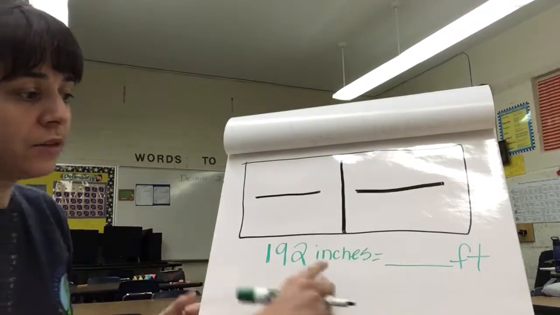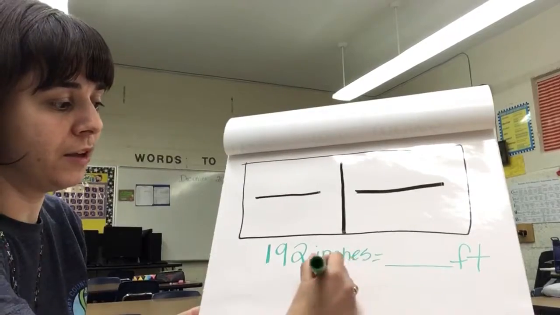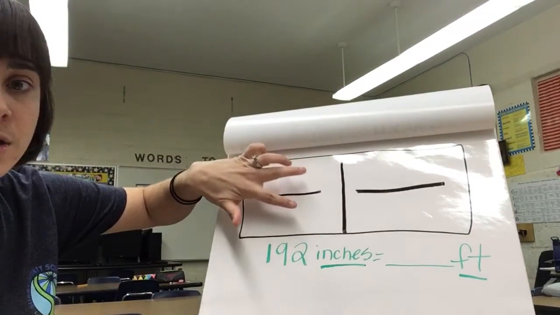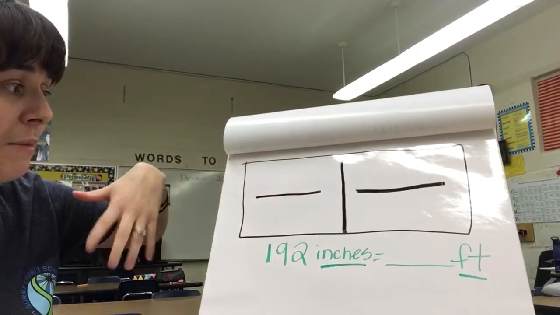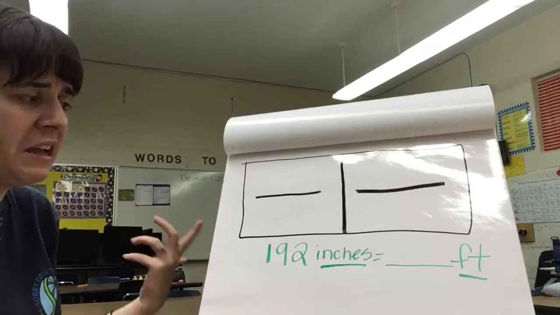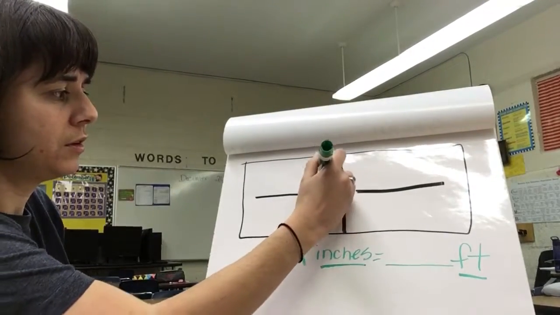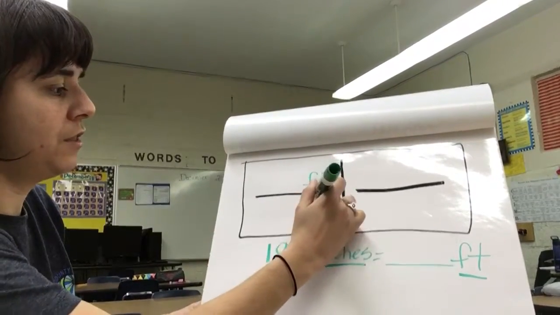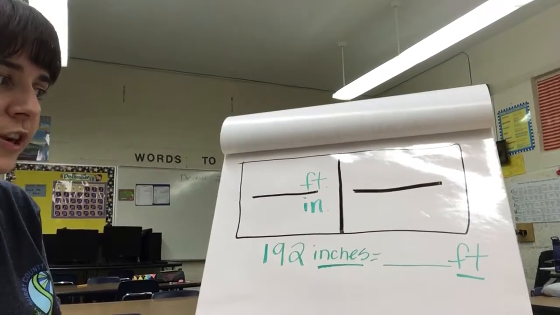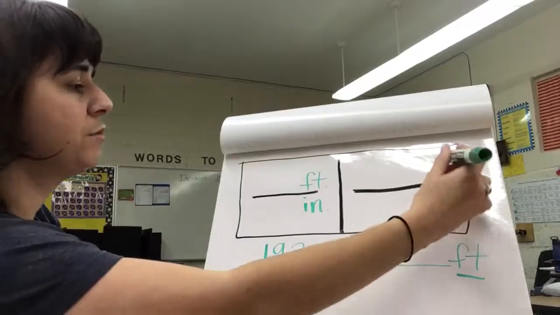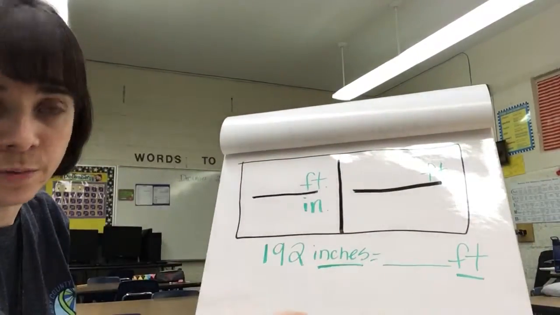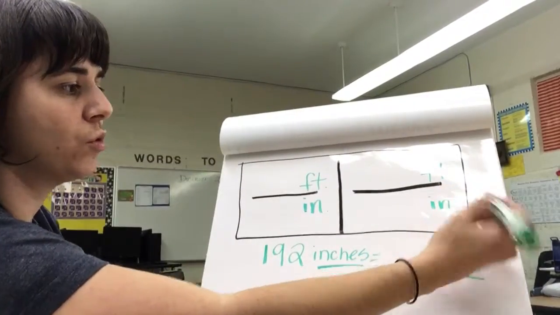So I'll look at my two units that I'm working with. I have inches and I have feet, and I'm gonna place those on my fraction bars. It doesn't matter which one's on the top or which one's on the bottom. Okay, so I'm just gonna put feet on the top and inches on the bottom. IN is the abbreviation for inches. So on this fraction bar, I also need to do the same thing. Feet on the top or the numerator, inches on the bottom or the denominator.